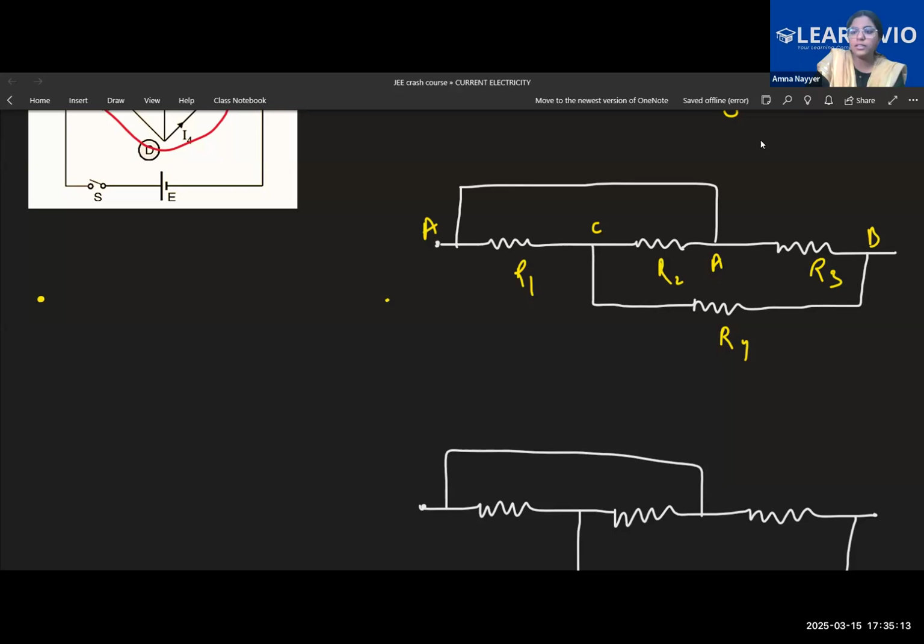Now, what all can we see from the question? Between A and B, what all things are there? See, R3 is present between A and B. And between A and C, R1 is connected. So between A and C, let's make this. This is A, this is point C.